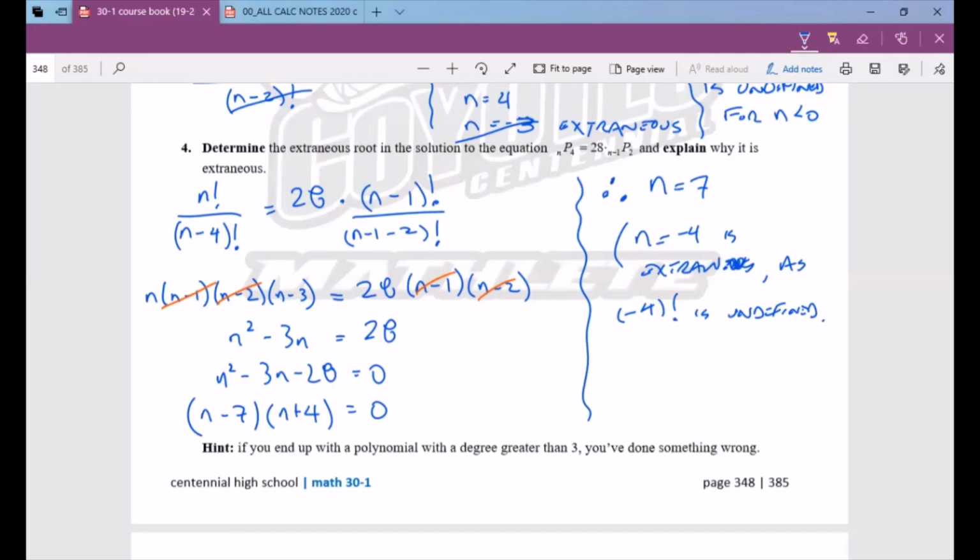Hint: if you end up with a polynomial with a degree greater than 3, something's gone wrong, because you're not going to be asked to do something that complex where you'd have to multiply all of this stuff together. So we divided that out. It simplified what we had here really quite nicely, and that ended up being it.